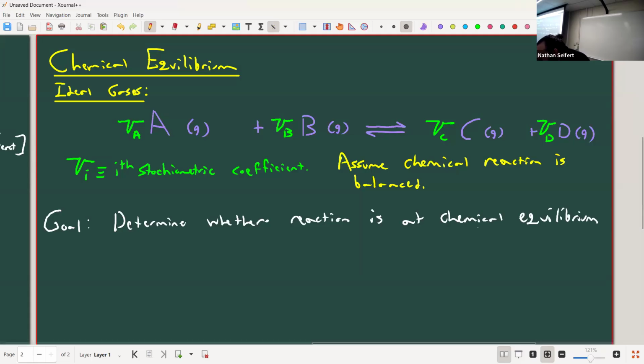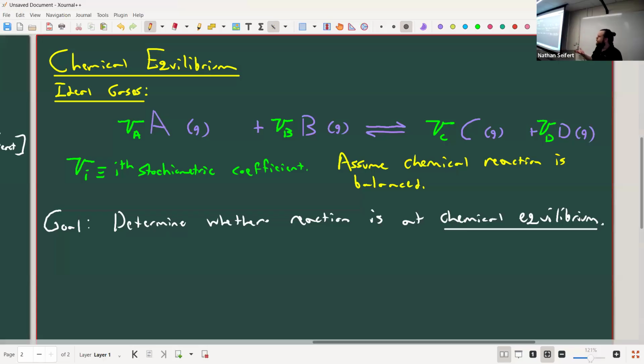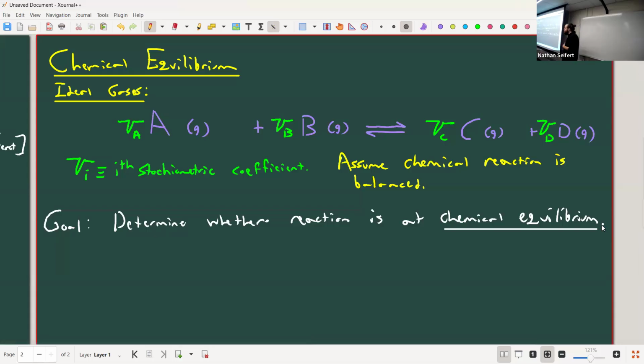And we have to define what it means to be at chemical equilibrium. You have an idea of what chemical equilibrium means. You let a reaction go and you have some distribution of products and reactants. And once it hits that distribution, it stays there at certain temperatures and certain pressures. You have some distribution of reactants and products, and the equilibrium constant tells you that distribution.